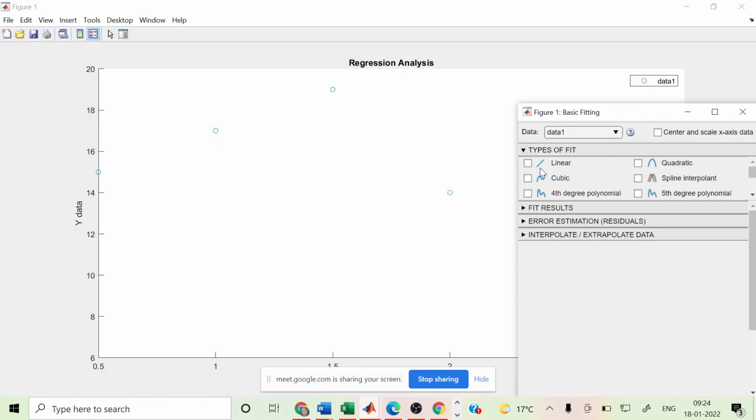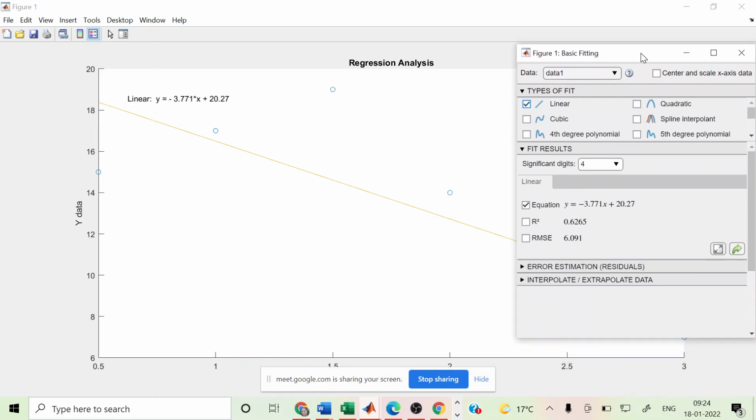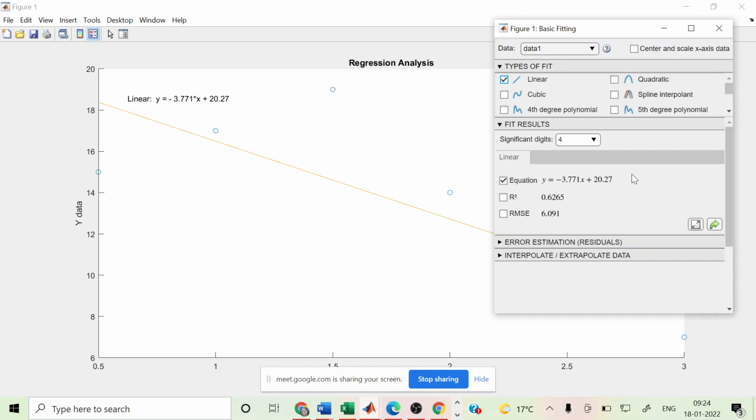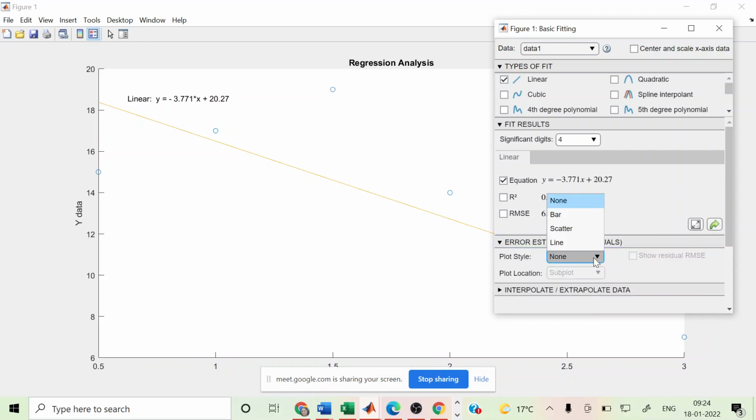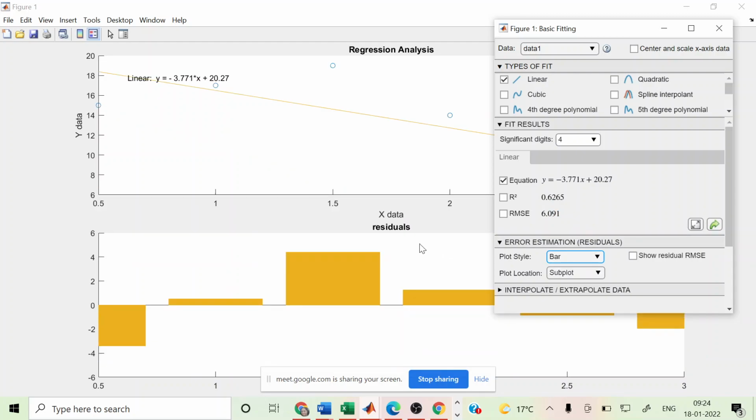In basic fitting, suppose I'm taking linear. In the first case you have to perform linear mathematically and programmatically you have to confirm. So this is the best fit line or regression line and the error estimate. If you see the error estimate which I'm showing in the bar graph, you can see the variation from actual to the regression line. The regression line is the prediction line.